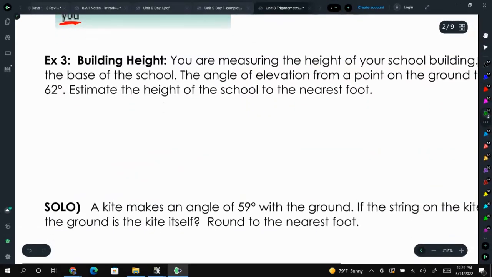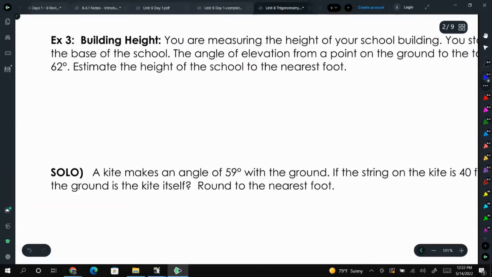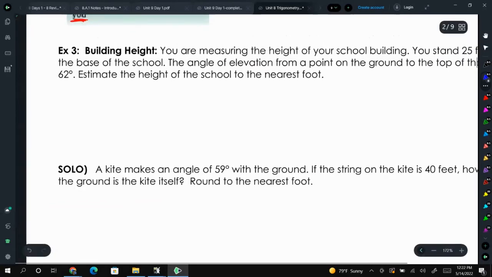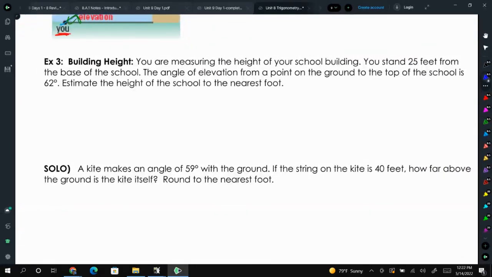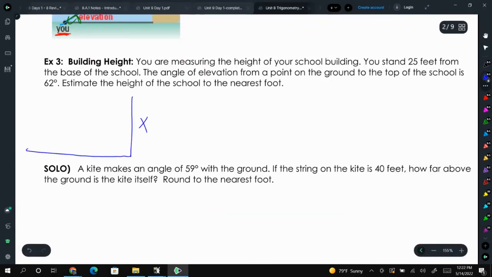Step 1 is to always draw a picture. So you're measuring the height of your school building. You stand 25 feet from the base of the school. So let's see, here's our building. We're trying to figure that out. We're standing 25 feet away. The angle of elevation from the point on the ground to the top of the school is 62 degrees. So this angle right here is 62 degrees. And here is a right angle. So this is the hypotenuse, the opposite, and then the adjacent.